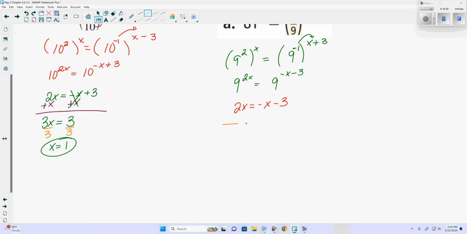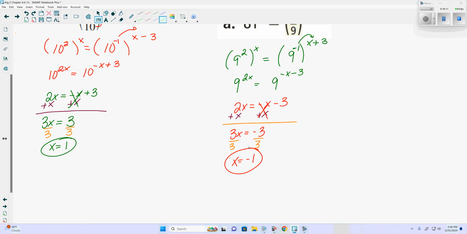What would we do first? We can add x. Our 2x plus x is 3x. Negative x plus x is 0, leaving us with negative 3. And lastly, we would divide by 3. So x is negative 1. That's it. Questions on this here?